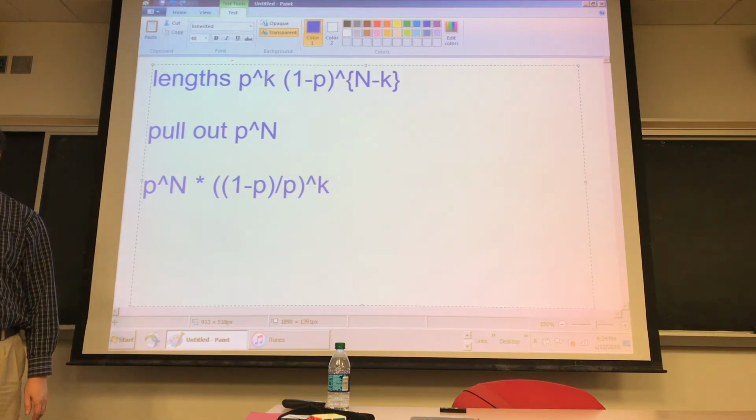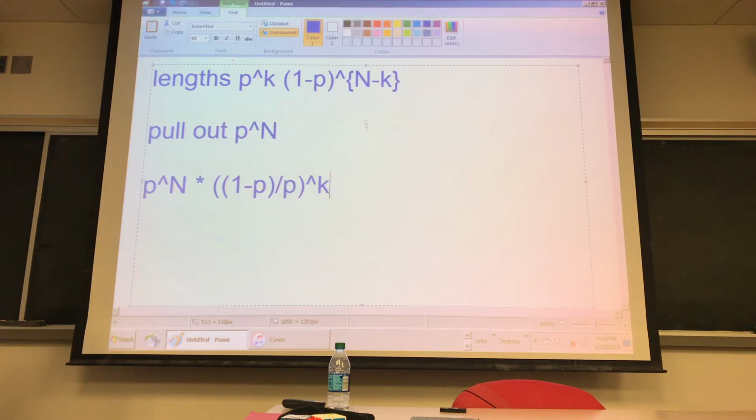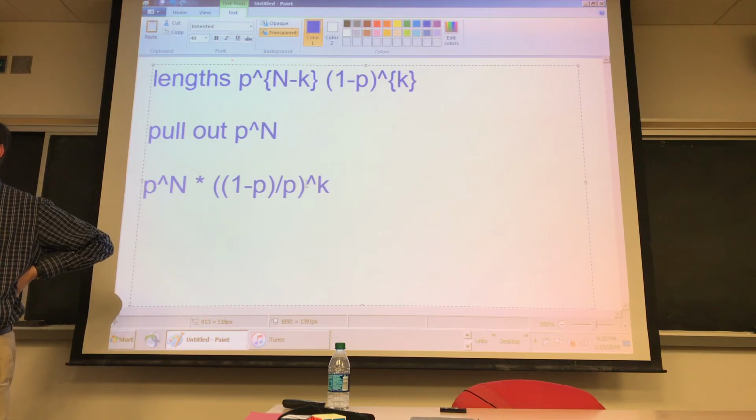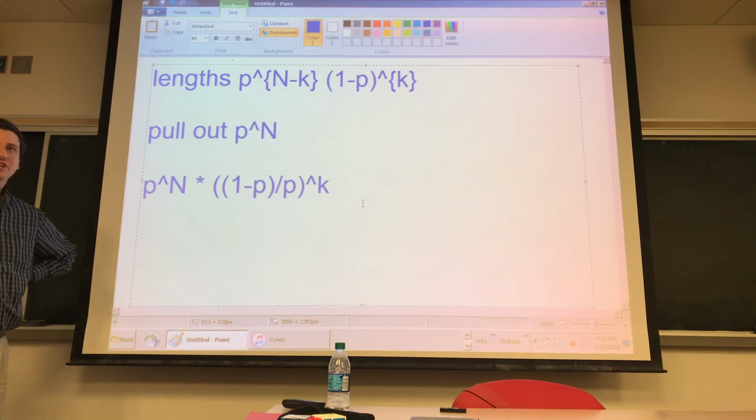I need an extra factor of n minus k. Or do I have it? Is it upside down? Oh, maybe I want to write it this way, as n minus k and k here, just to match things. Okay, and then if I pull out a p to the n, I'll have the p to the k downstairs, and I'll have a (1 minus p) to the k upstairs.